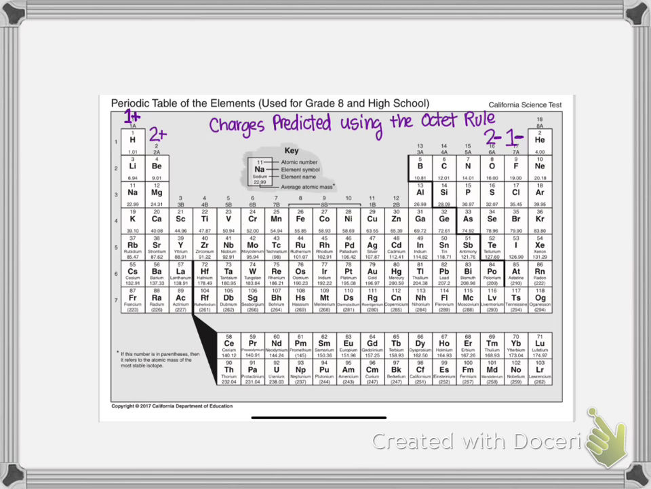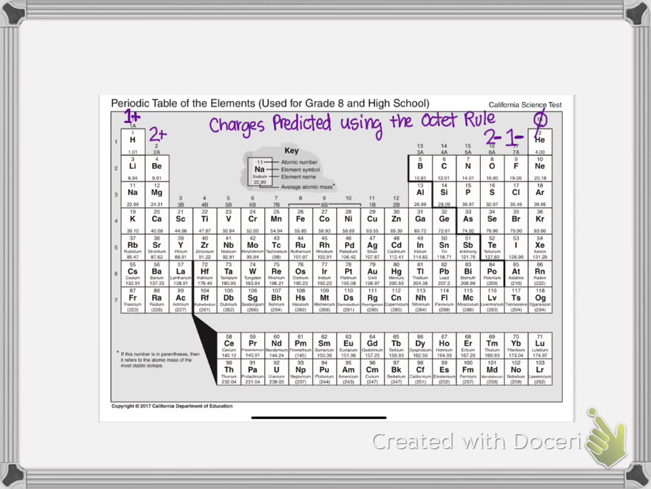All right, so let's fill out what we know, and then we're going to try to use this information to see if we're at a point where we can start putting together ions. So what I can tell you is the noble gases are not going to have a predicted charge because they all have a full valence, so the octet rule would predict that they won't form anions and cations.